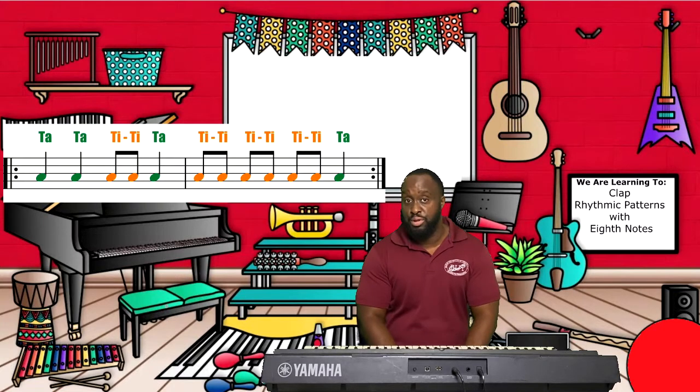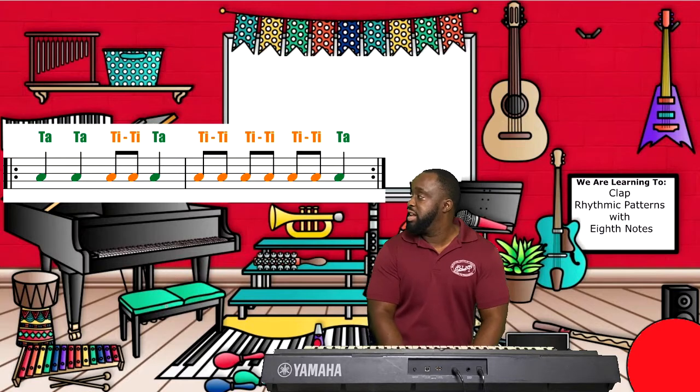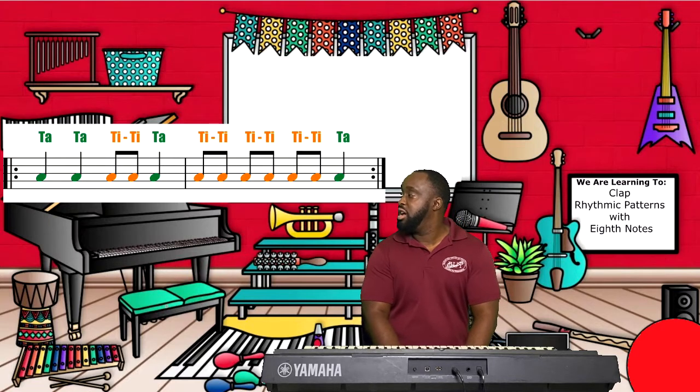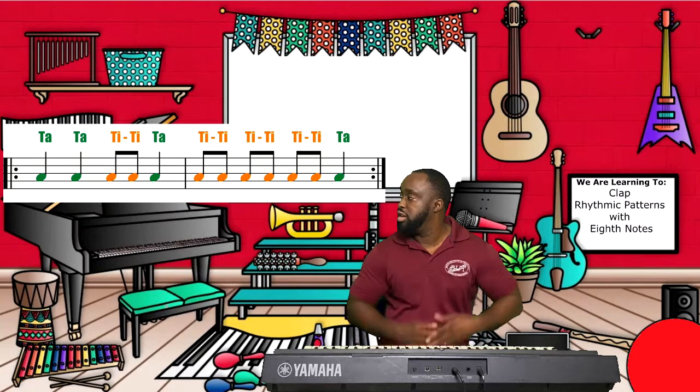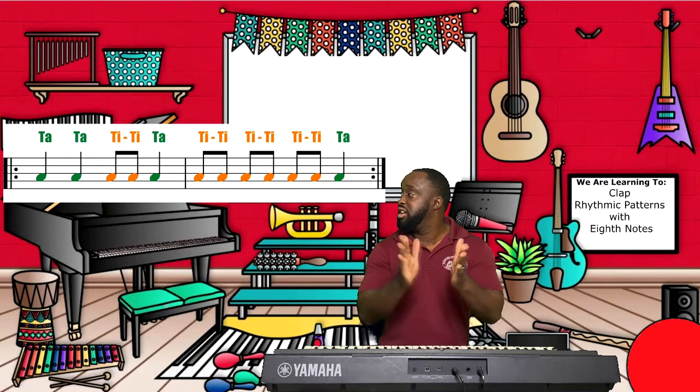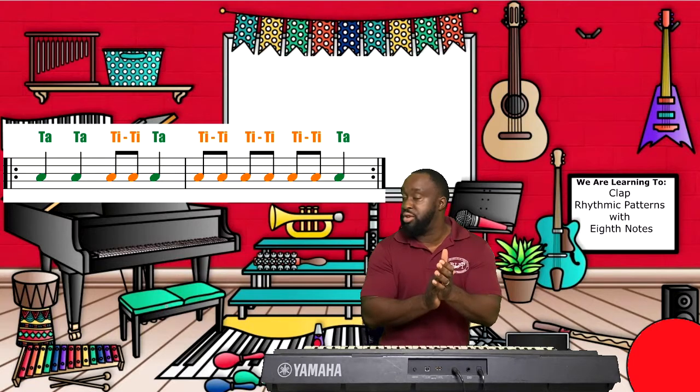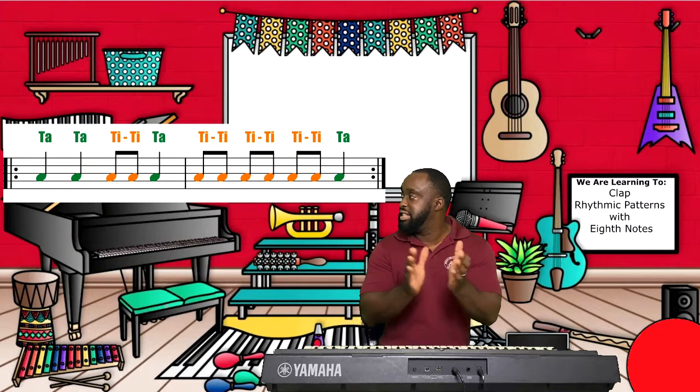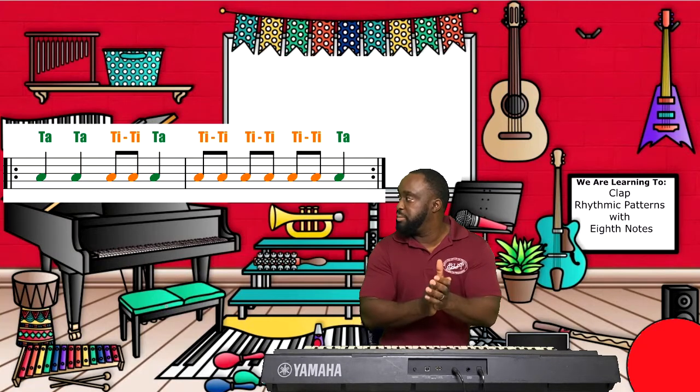Here is an example. Here we have ta, ta, ti-ti, ta. Let's look at that again. Ta, ta, ti-ti, ta. So if we clap it, it sounds like ta, ta, ti-ti, ta. Try that with me. Ta, ta, ti-ti, ta. One more time. Here we go. Ta, ta, ti-ti, ta.